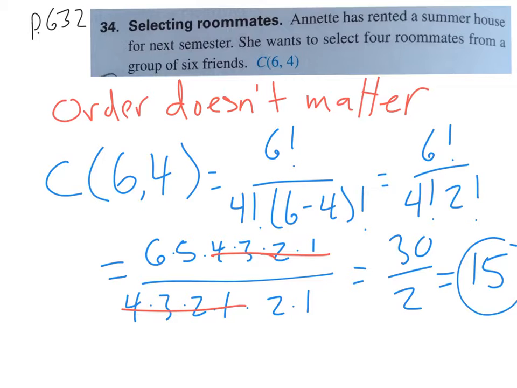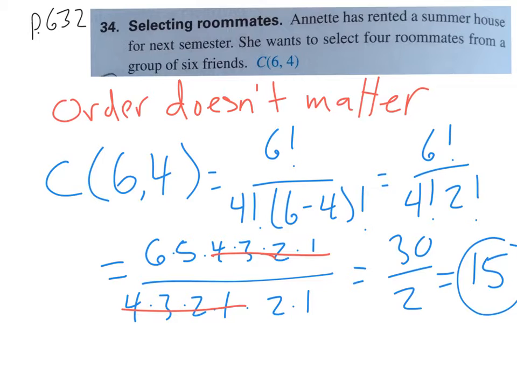Right, so the answer to this question, she's trying to select 4 roommates out of a group of 6. She has 15 different selections she can make, 15 different sets of roommates that she can actually choose in this case.